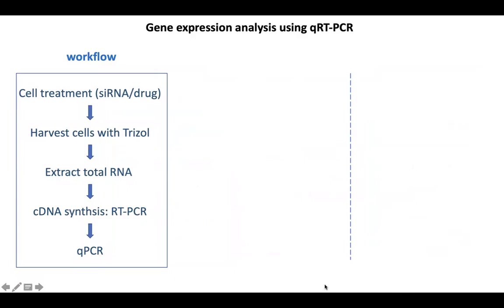The workflow starts from cell treatments, such as siRNA transfection or drug treatment. The cells are harvested with trizol, and total RNA is extracted for cDNA synthesis using RT-PCR. Finally, RNA levels are measured by qPCR.